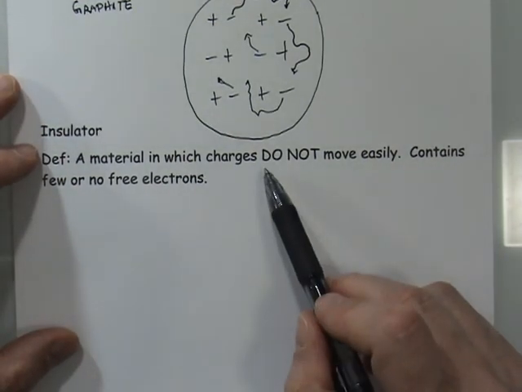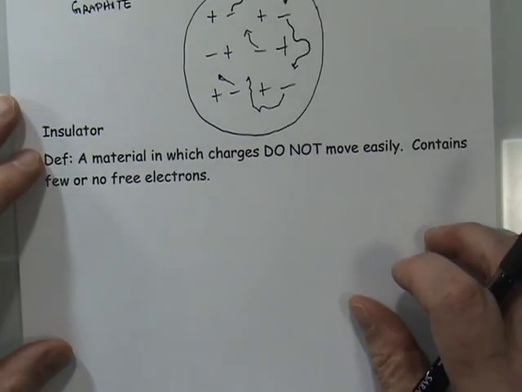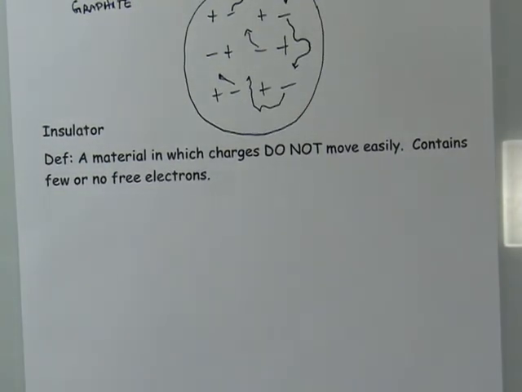And the reason why the charges don't move so easily is because they either do not contain any free electrons or they contain very, very few free electrons. There's a lot of materials that are insulators. I would encourage you to think about them. Maybe pause the video for about 10 or 15 seconds and just think of all the different things that you could think of that you would classify as being an insulating material, meaning that charges don't move very easily through it and heat also does not move very easily through it.